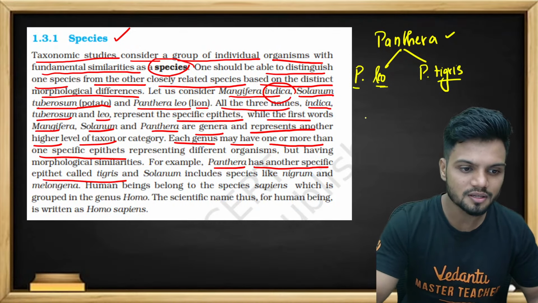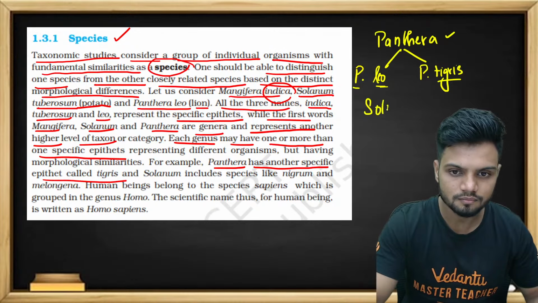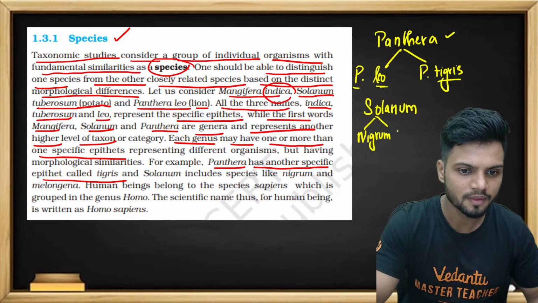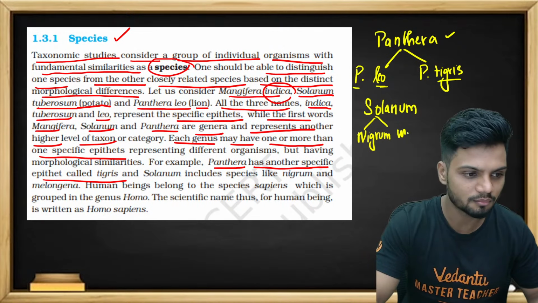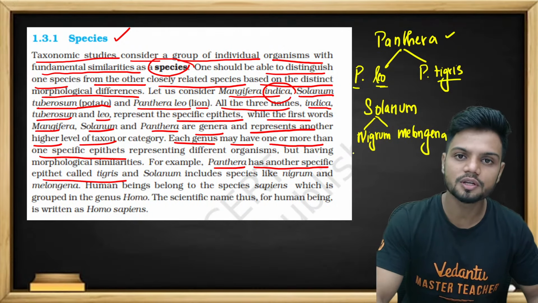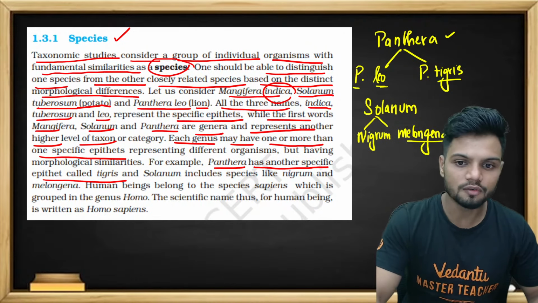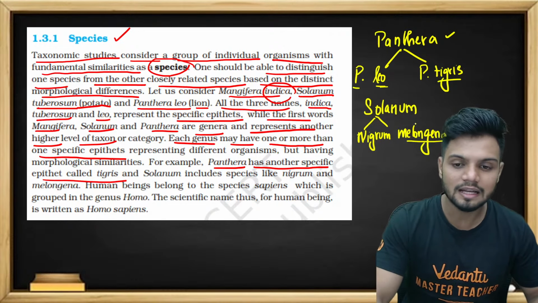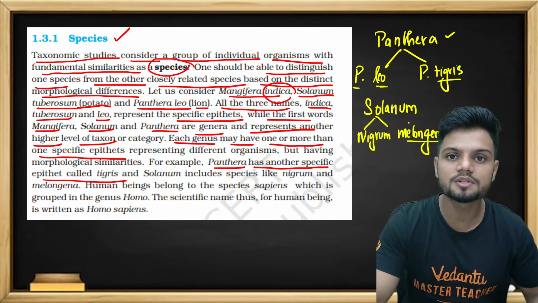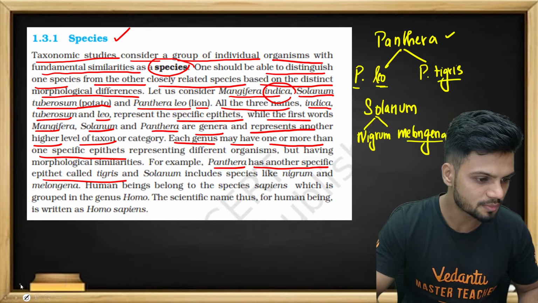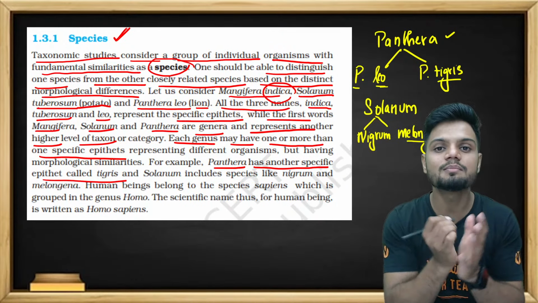Yes. Another example is Solanum. Solanum can have Solanum nigrum, deadly nightshade. Or we can have Solanum melongena, brinjal. Solanum melongena, right? That is your brinjal. Or we can have Solanum nigrum, right? We can have Solanum tuberosum. Tuberosum is potato. So one genus can have multiple species, and all the species will have higher similarities.